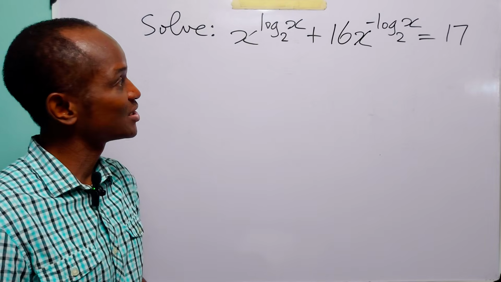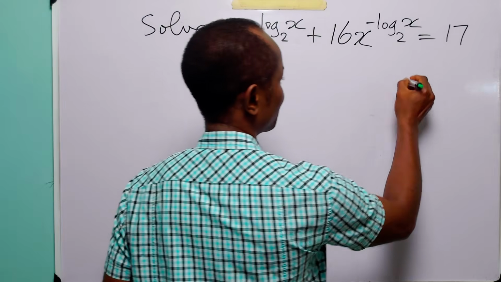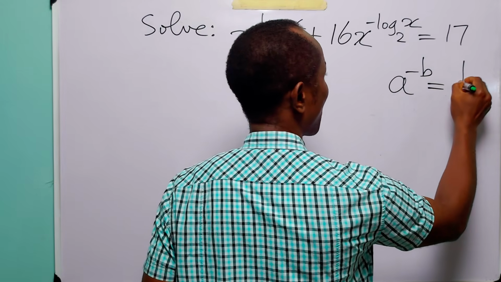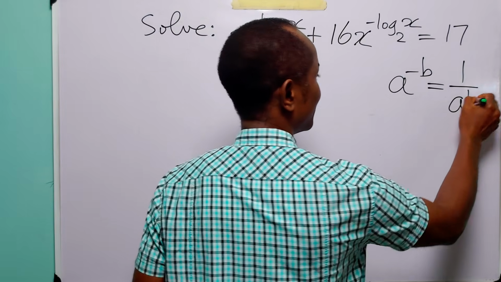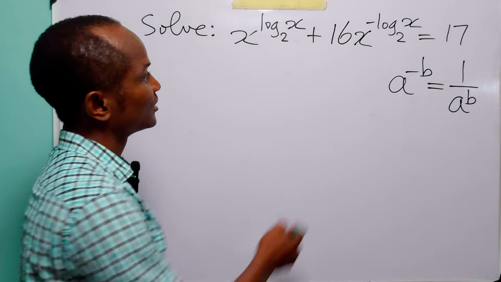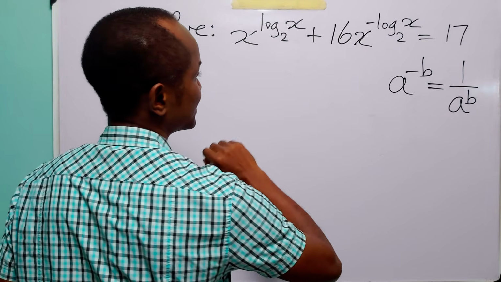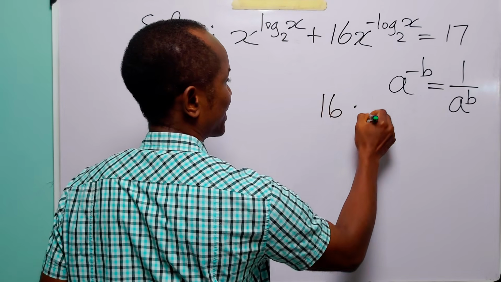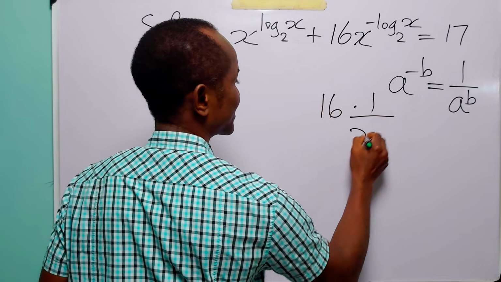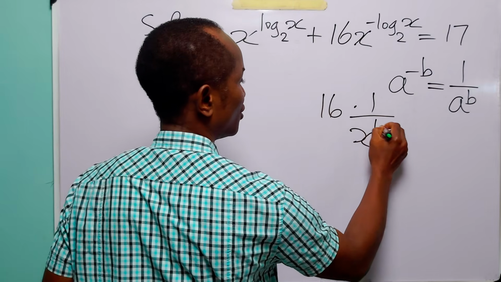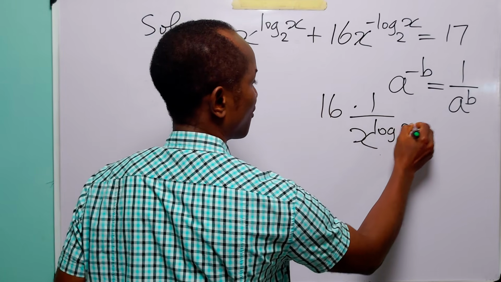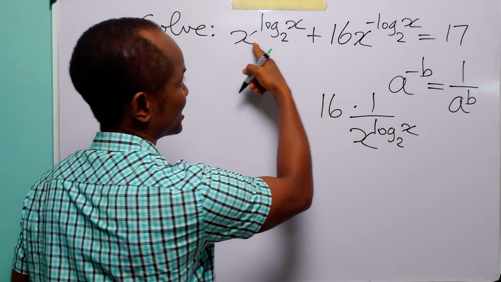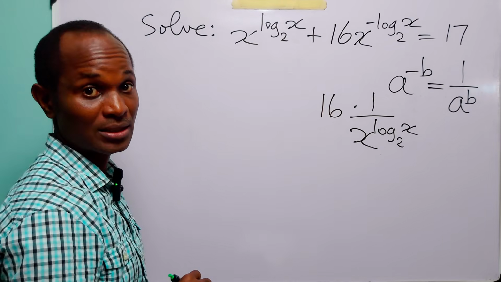Now, remember from our studies of indices that when we have a to the power minus b, this is equal to 1 over a to the power b. So this second term is the same as 16 multiplied by 1 over x to the power log to base 2 of x. So with this in mind, let us now rewrite this exponential equation.